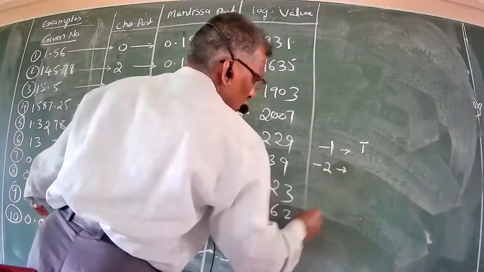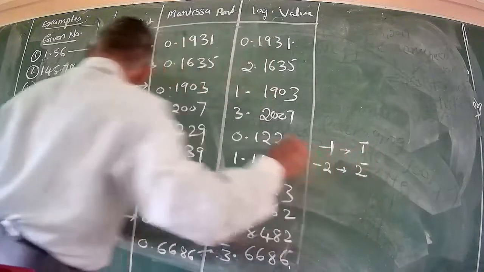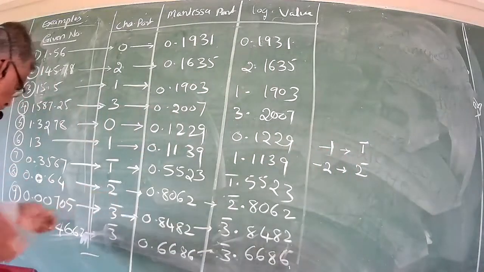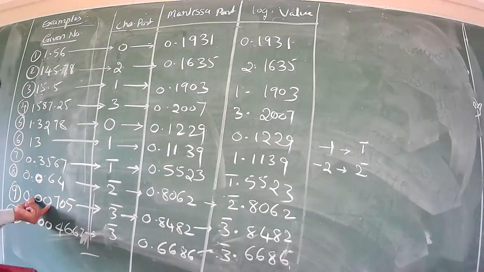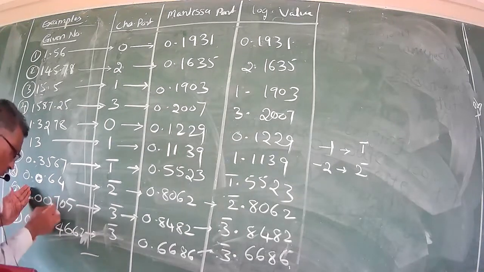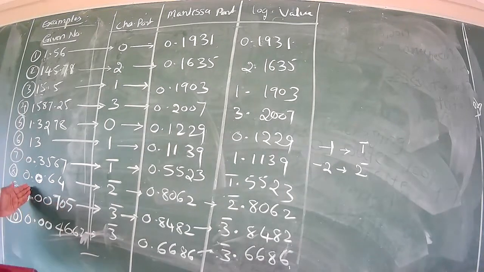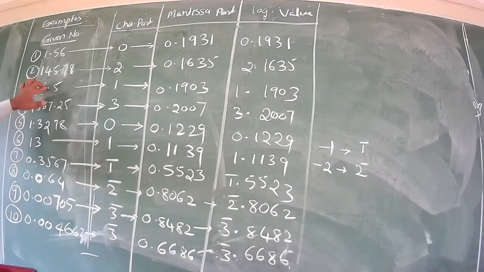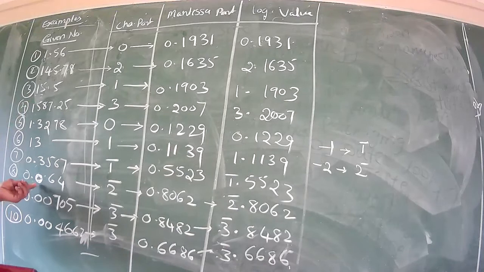Minus 2 is written as bar 2. Again there are two zeros after the decimal point before the first significant digit. First find the number of zeros, then add one to that. There are two zeros, so add one to that. Earlier we were subtracting from the number of digits; here we have to add.